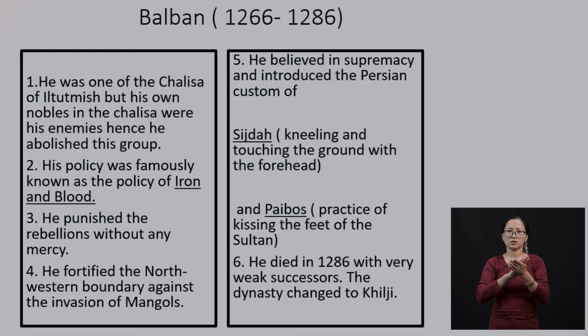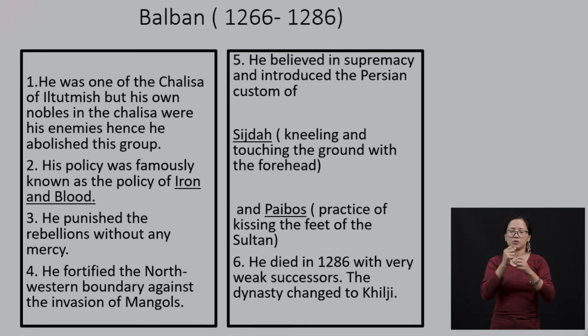His policy was famously known as iron and blood, and he was a very, very strong ruler. So he punished the rebellions without any mercy, and that is why his rule was always called iron and blood. So iron means a lot of strength, and blood means whenever there was a rebellion, whenever there was a war, he punished them and he killed them. He fortified the northwestern boundary against the invasion of Mongols.